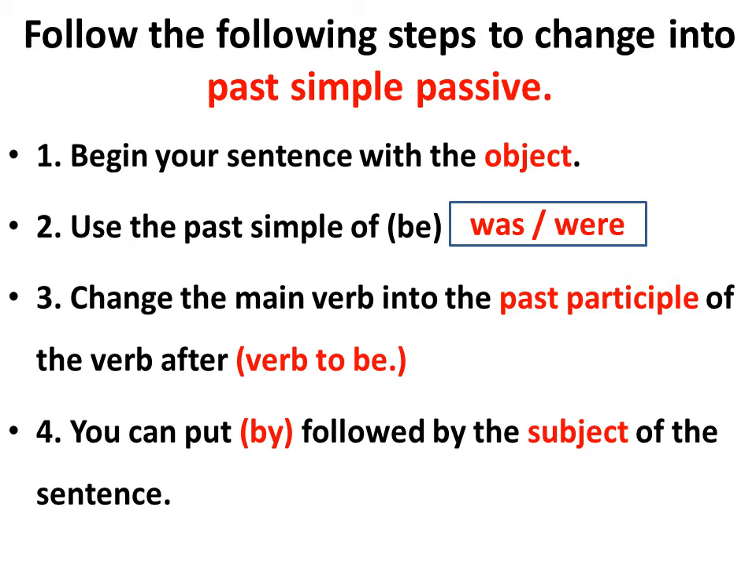Yes, very good. Step 4, we can put by followed by the subject of the sentence. Again, we begin our sentence with the object. Then we use the past simple of verb to be: was after singular and were after plural. Step 3, we change the main verb into the past participle of the verb after verb to be. Step 4, we can use the word by followed by the subject.